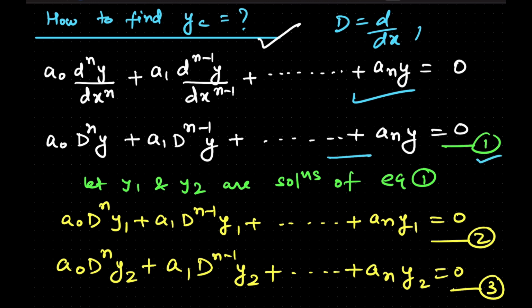So let y1 and y2 be the solutions of this equation, and why we are doing so you will understand after some time. Just assume that y1 and y2 are solutions of this equation 1. When you put y1 in our parent equation 1, you will get this equation 2, and when you put y2 in equation 1, you will get equation 3.